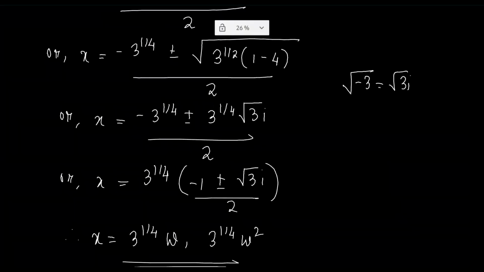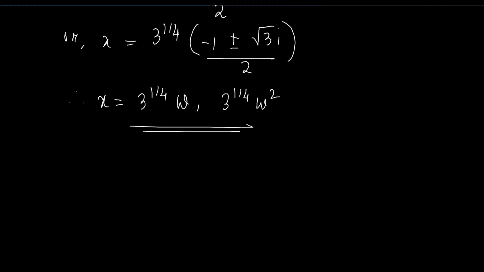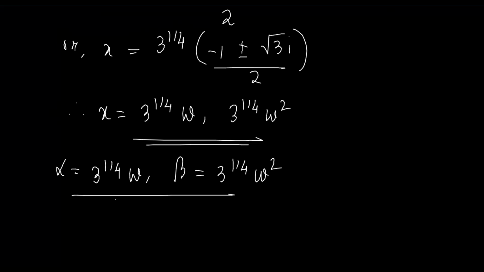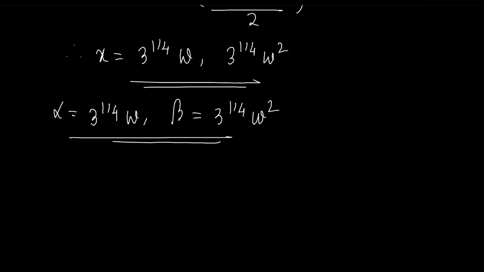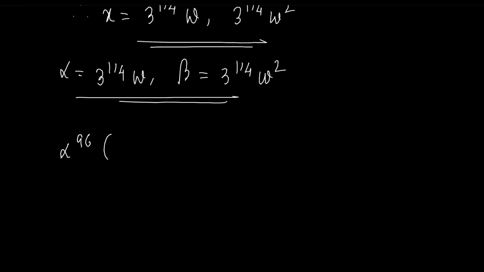Okay, so you have to take this 3 to the power 1 by 4 common, then we just have to see that this is actually omega and omega square. Now it is very easy. Now if you consider alpha equal to 3 to the power 1 by 4 omega and beta equal to 3 to the power 1 by 4 omega square. Okay, now if you simply put the value, that is given, alpha to the power 96 into (alpha to the power 12 minus 1) plus beta to the power 96 into (beta to the power 12 minus 1).